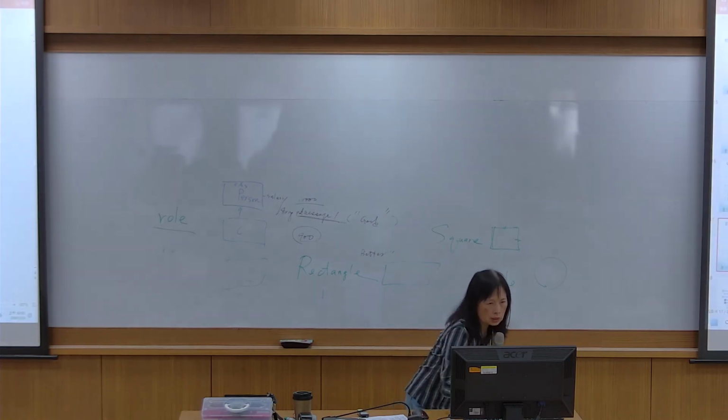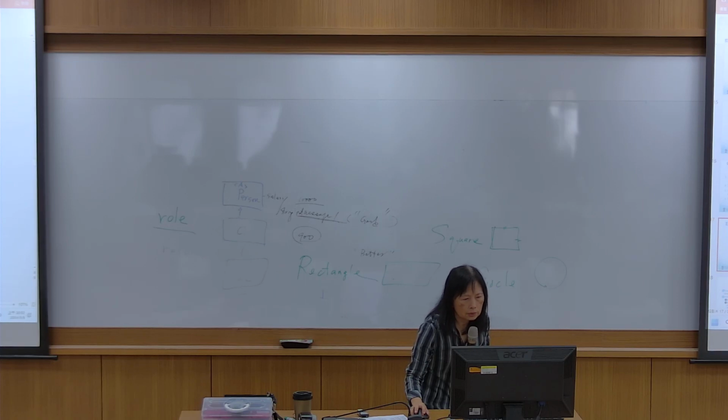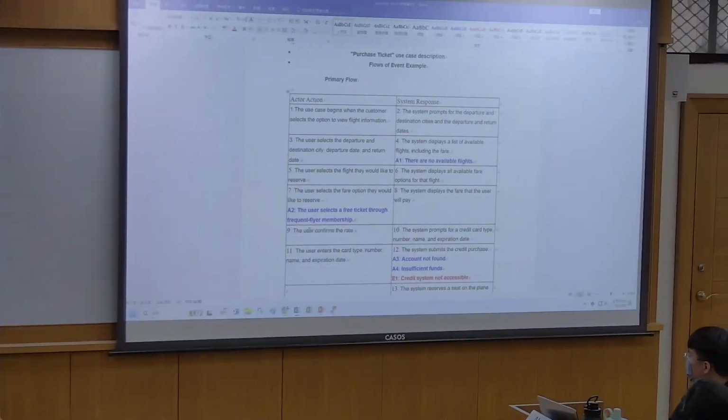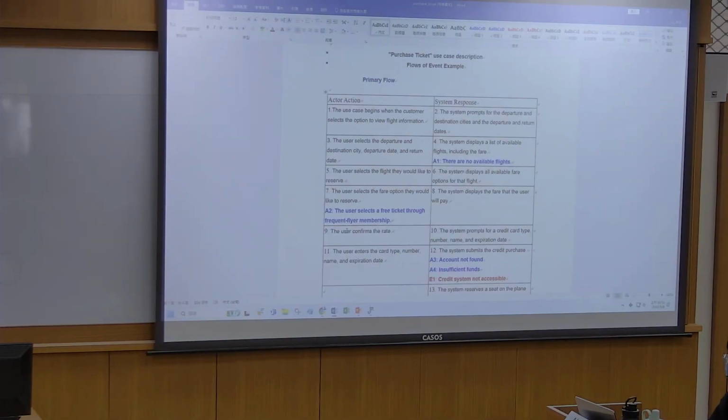This is the use case description here. Okay, so we skip some items, all right, and go to normal flow events.